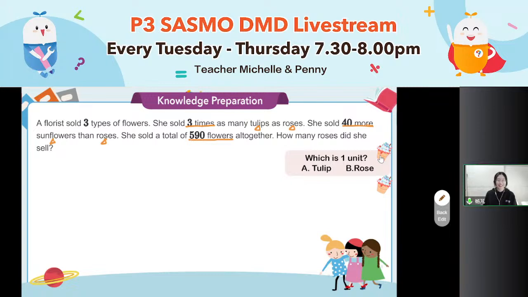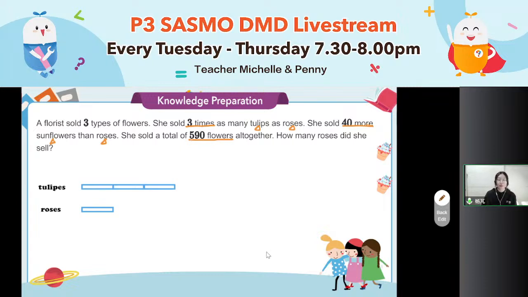This question is a little bit easy, not hard, right? Rose is 1 unit because it says tulips are 3 times. That means tulips are more. So if we make sure rose is 1 unit, I draw a very short bar to represent rose. And then 3 times for tulips, so we will draw 3 same bars for tulips. Be careful, your bars must be the same. 1 unit, 1 unit, 1 unit. They must be the same.